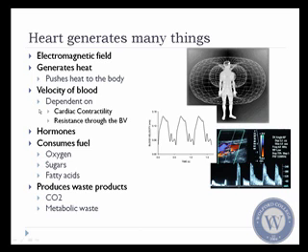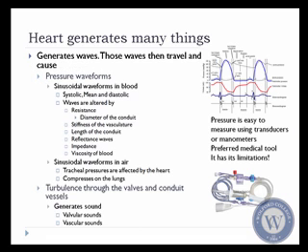The heart also generates velocity in the blood, and that's dependent on the contractile force and the resistance of the blood vessels. The heart also generates hormones. It also consumes fuel such as oxygen, sugars, and fatty acids, and we'll talk about cardiac energetics. This will become more clear. And it produces waste products including CO2 and metabolic waste. Now, the reason I'm talking about this briefly is that I want you to think that the heart is not just a pressure generator. It's actually a little bit more than that, and I think that's an important thing to think about once in a while.